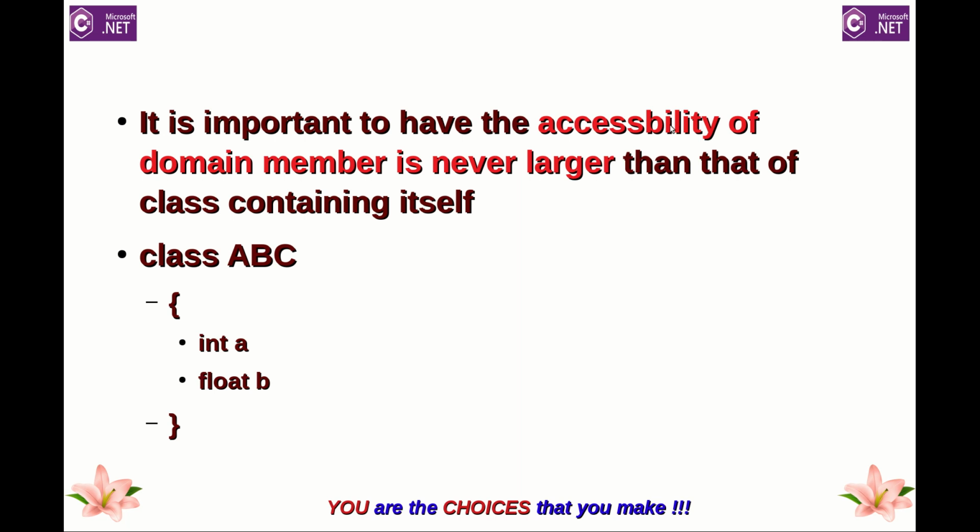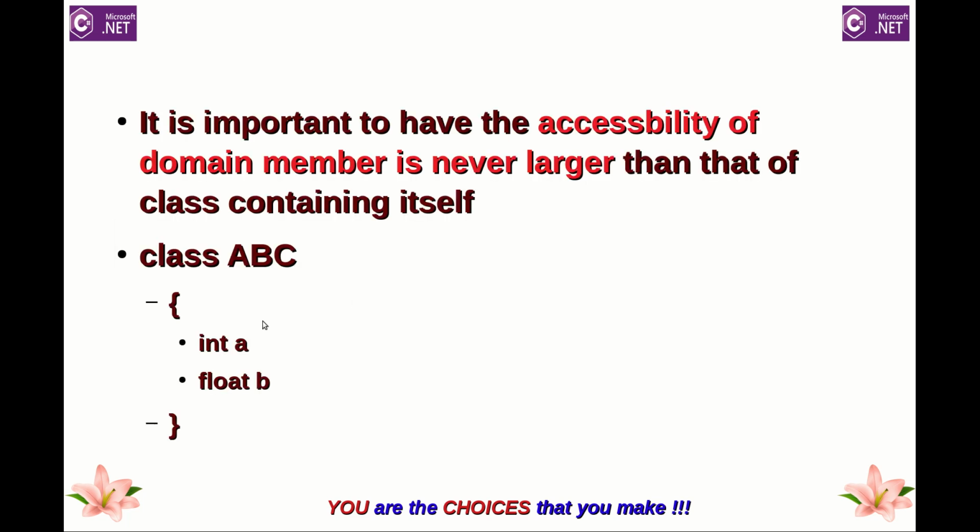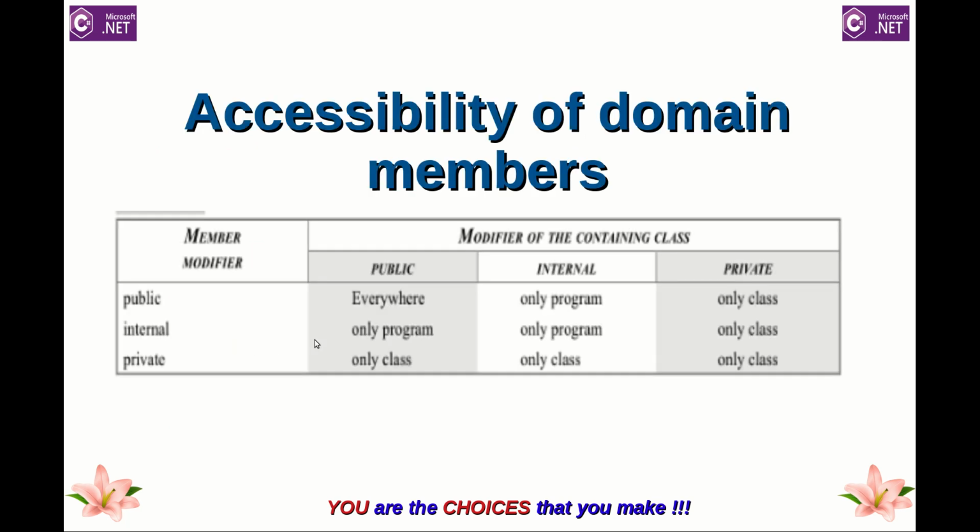So remember, the accessibility of the domain member should not be larger than that of the class containing it. So let us see the accessibility of domain members. If the member modifier is public, and the class is also public, then the member can be accessed anywhere, right? This is public, this is also public, then the member can be accessed anywhere.